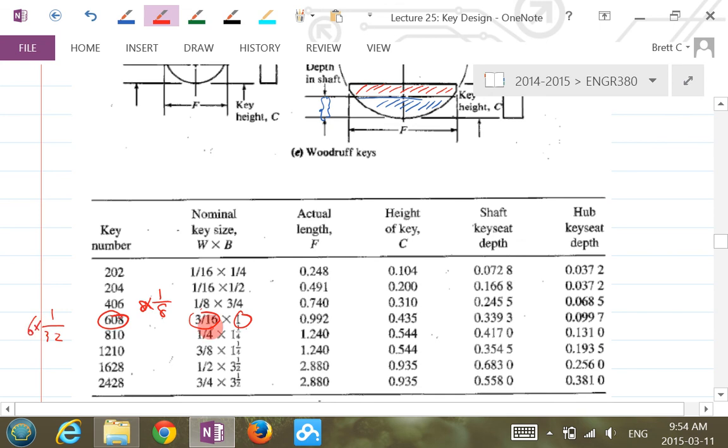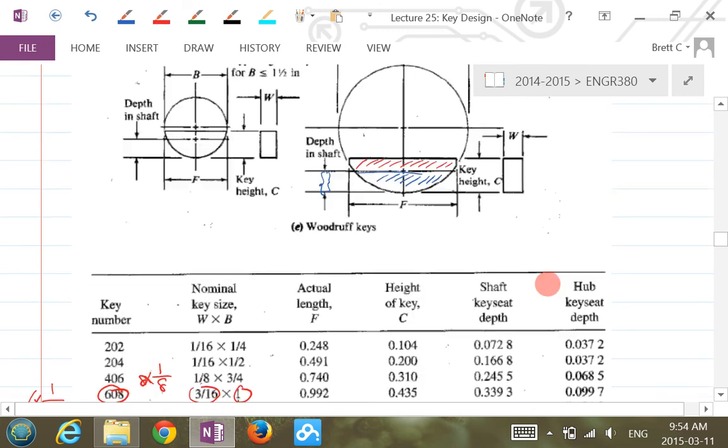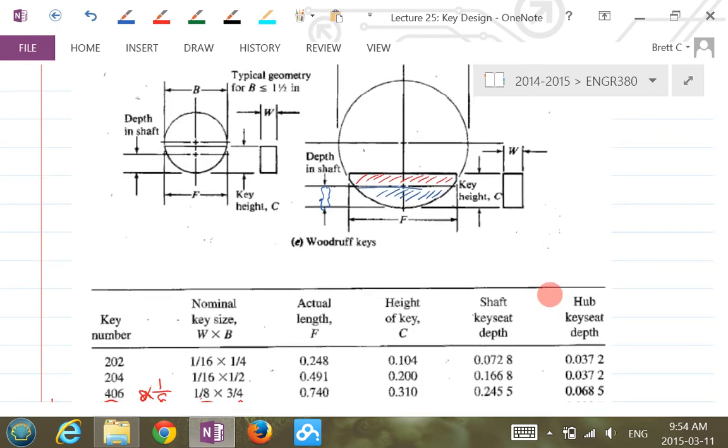Does that give you 3 over? Yeah, that gives you 3/16, right? Okay, so that's the little trick here in terms of telling the width and the B. What is the width? W is this, and B is this guy here. Okay, yeah, B is this. That's how you can tell from here.